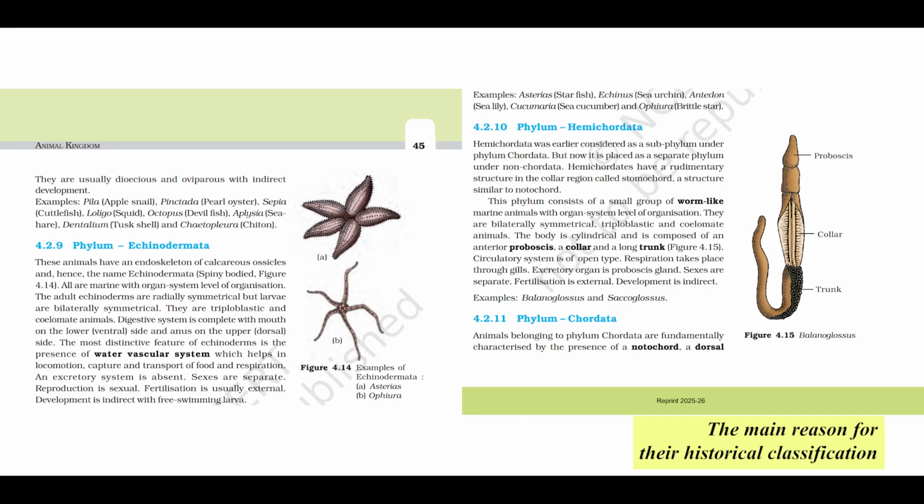The main reason for their historical classification under Chordata was the presence of a rudimentary rod-like structure found in their collar region called the stomochord. This structure arises as an outgrowth of the gut and bears some resemblance to the notochord. Stomochord, not a notochord. Okay. So what are they like?